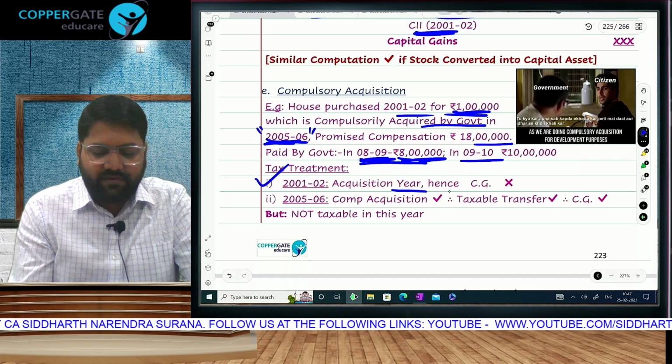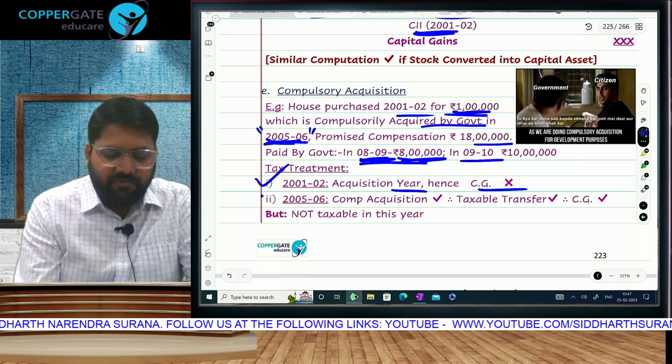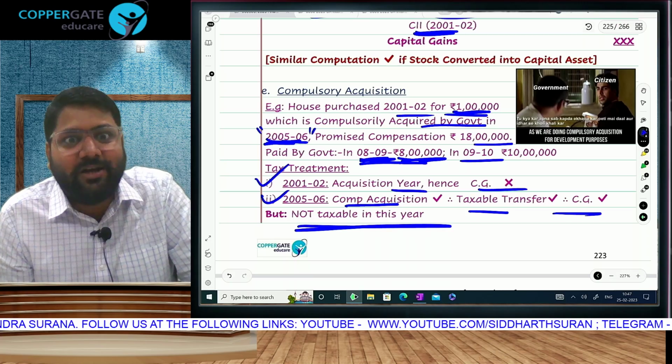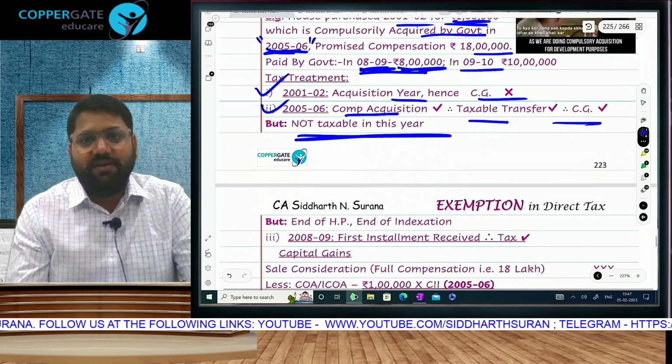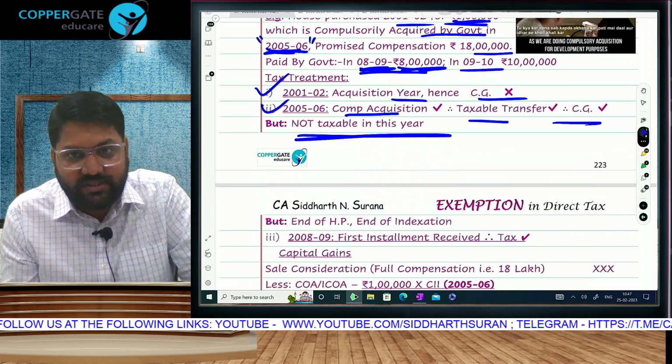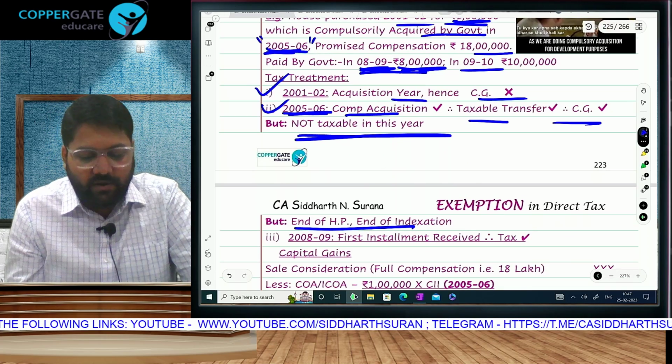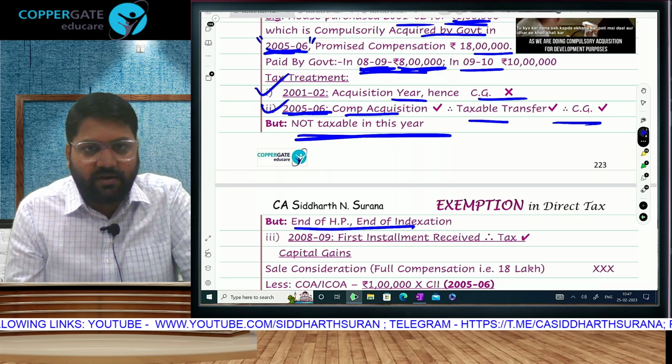So, 1-2 being the acquisition year, no capital gain. 5-6 is the year of taxable transfer. Therefore, there is capital gain but not taxable right now. Why? Because you don't have money. We will tax it when? In the year in which you receive your first installment. So, what is the importance of this year? End of holding period and end of indexation.